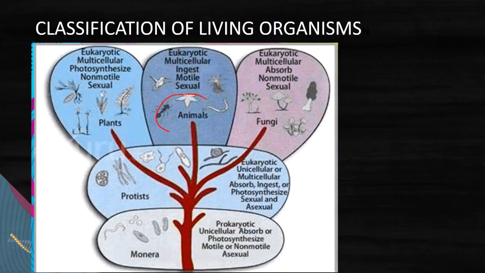The next group we're going to be having a look at are the animals. That's where we belong. Now, we're also eukaryotic, multicellular. We have to eat food. So we are different to plants. But there's a huge variety of different types of animals. So let's have a look at the characteristics that animals have.